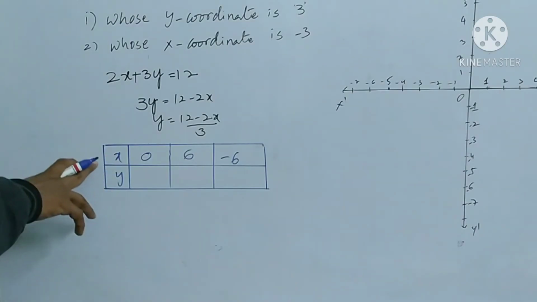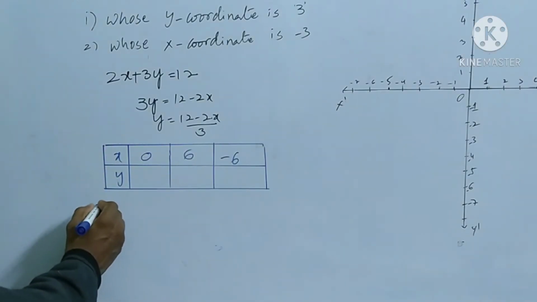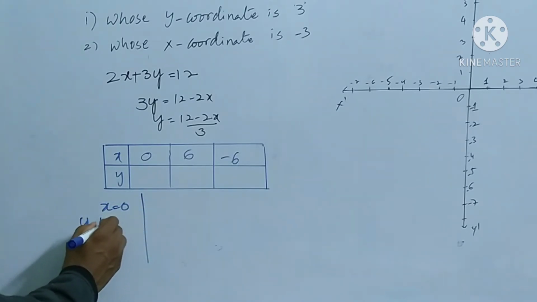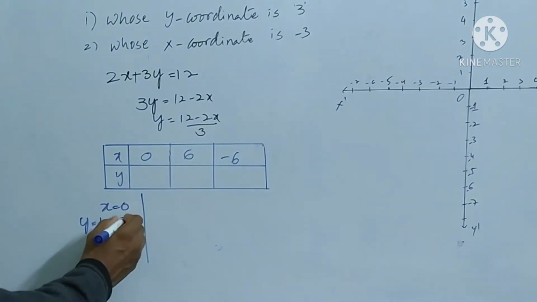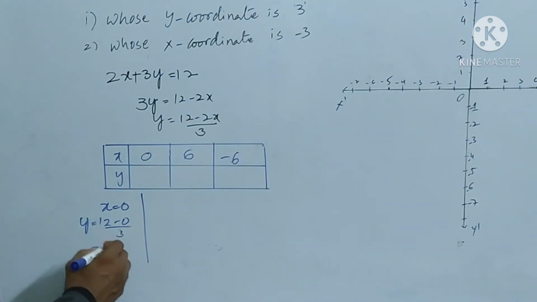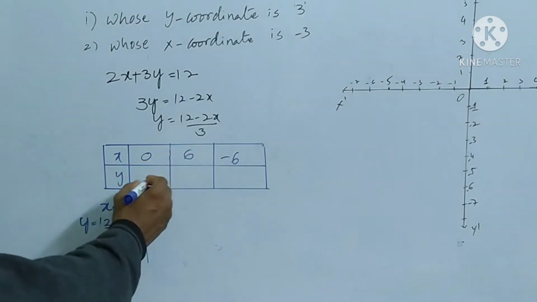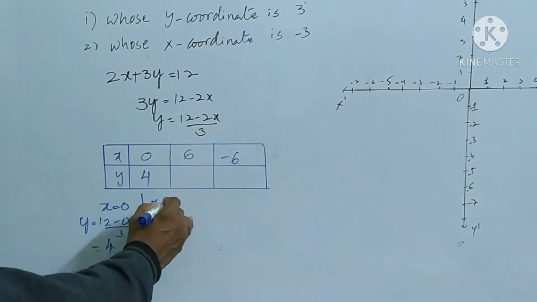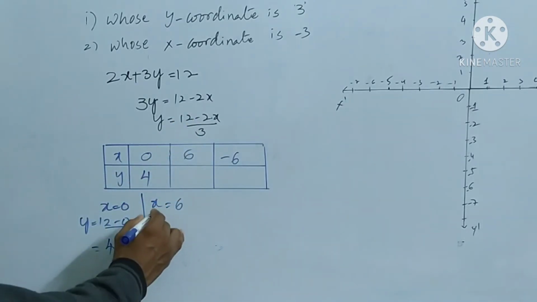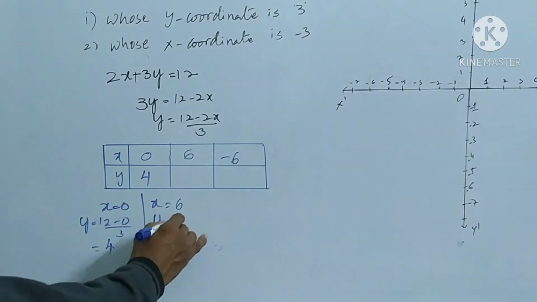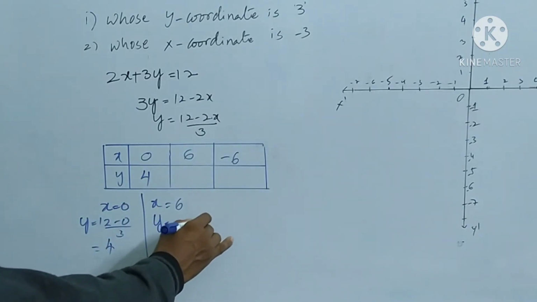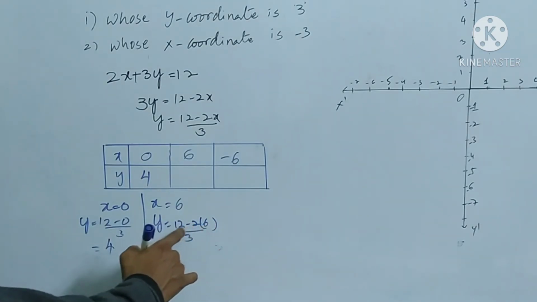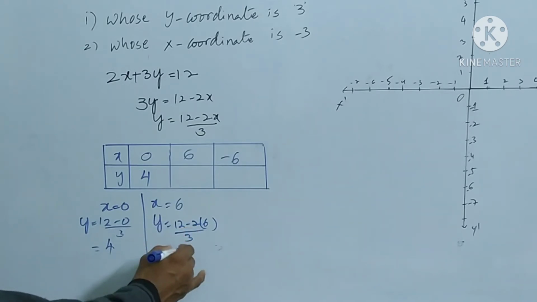So here I have to take x is equals to 0. So y is equals to (12 minus 2 into 0) by 3, so 3 fours are 12. When x is equals to 0, y is equals to 4. Next one, when x is equals to 6, y is equals to (12 minus 2 into 6) by 3. 2 sixes are 12, 12 minus 12 is 0, 0 by 3 is equals to 0.